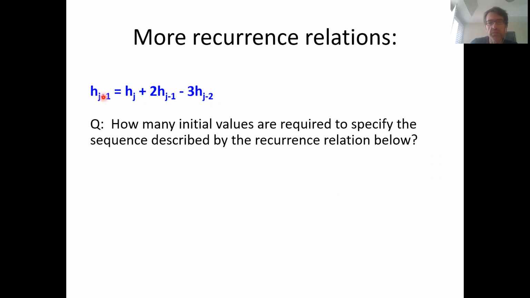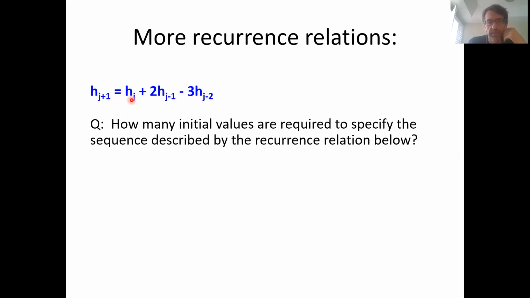Let's look at this recurrence relation. It's also a good recurrence relation. It defines a value of the sequence at index j plus 1 in terms of 3 sequence elements.